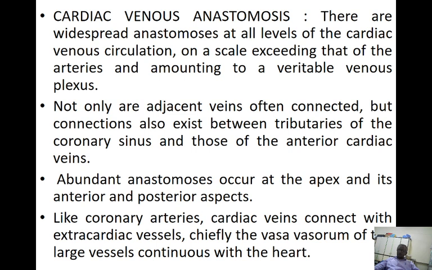Abundant anastomosis occurs at the apex and its anterior and posterior aspects. Like coronary arteries, cardiac veins connect with the extracardiac vessels, chiefly the vasa vasorum of large vessels continuous with the heart. So this can also join the veins of the large arteries, the pulmonary artery or the aorta, like that.